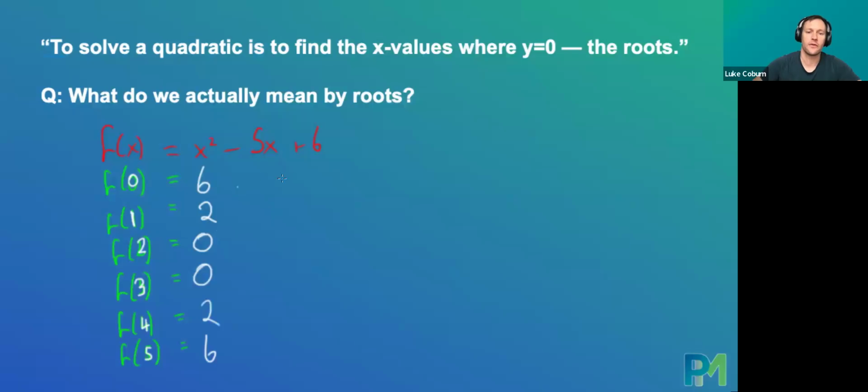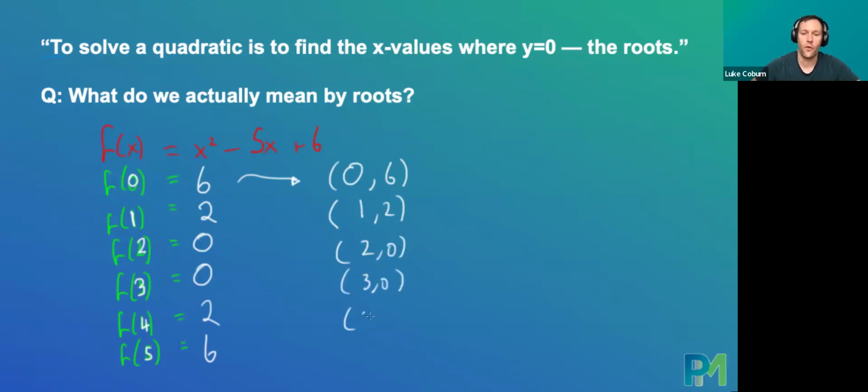Okay, so what I'm going to do now is for each of these, I'm going to write down the input 0 and the output 6. The input 1 and the output 2. The input 2 and the output 0. The input 3 and the output 0. The input 4 and the output 2. And the input 5 and the output 6.